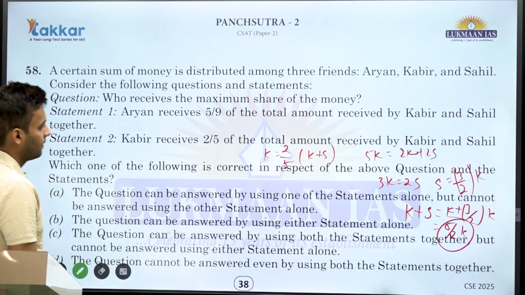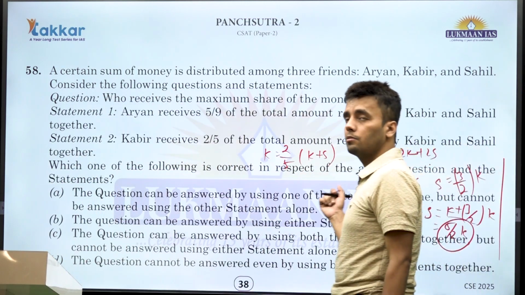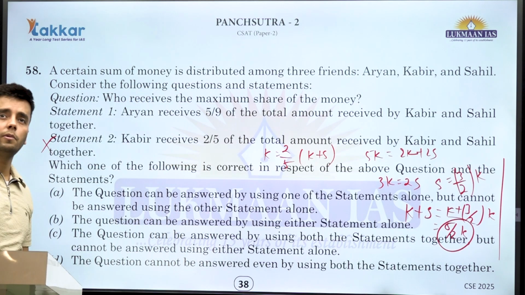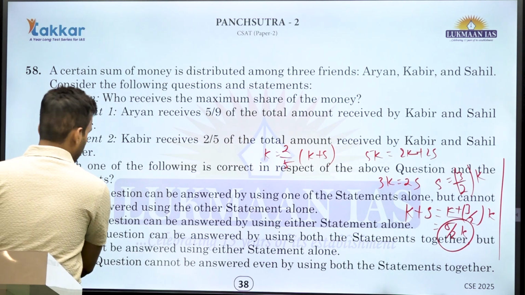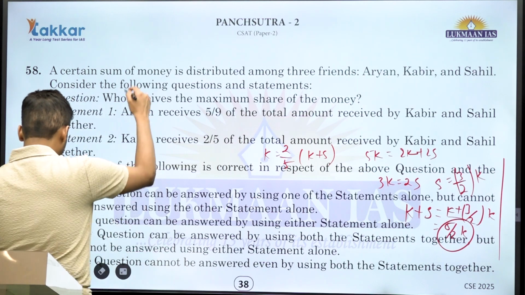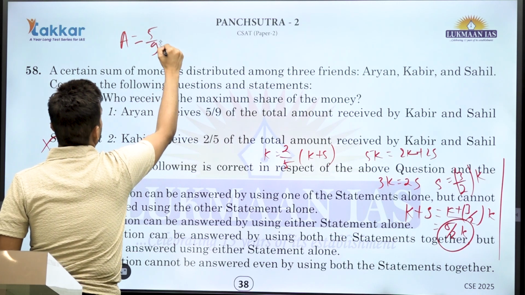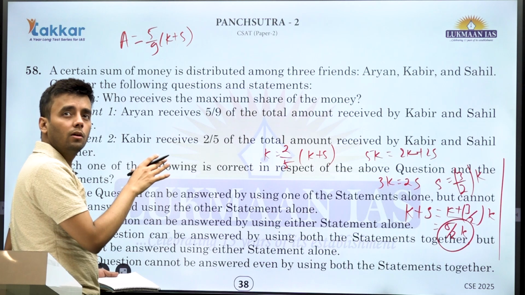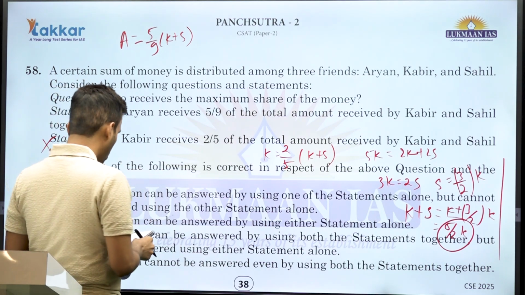So here also we can see that nothing we can reduce. What is the share of who gets the maximum share? We cannot reduce anything. So statement 2 alone is also not sufficient. Now let's combine statement 1 and statement 2. A, we had found out that it is nothing but 5 by 9 of K plus S. Because there is less space on the board, that is why I have written on this copy. So I can remember the values, so cope up with it.